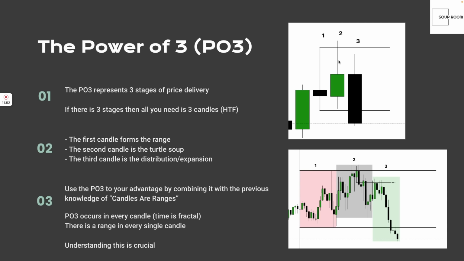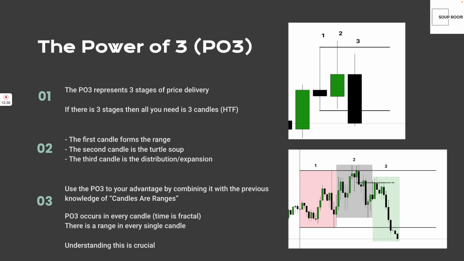The power of 3, PO3, or as some like to call it, AMD. The power of 3 represents 3 stages. Of what? Of price delivery. This means there is 3 candles. And that is it. 3 candles. That is all you need, first off, to understand the power of 3, and secondly, to trade for the rest of your life. Why? Because if there is 3 stages, then all you will ever need is 3 candles.